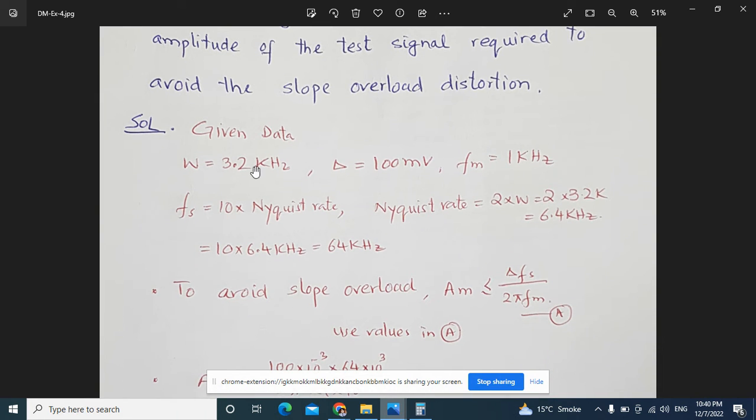So you use that given data to calculate a few more pieces of information, like the sampling rate, that is 10 times the Nyquist rate, and the Nyquist rate is 6.4 kilohertz. 10 times 6.4 kilohertz is equal to 64 kilohertz.